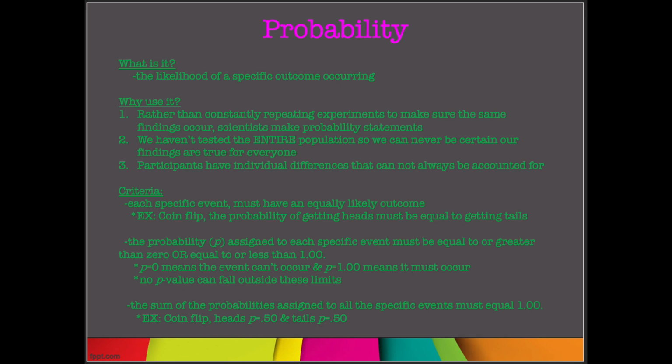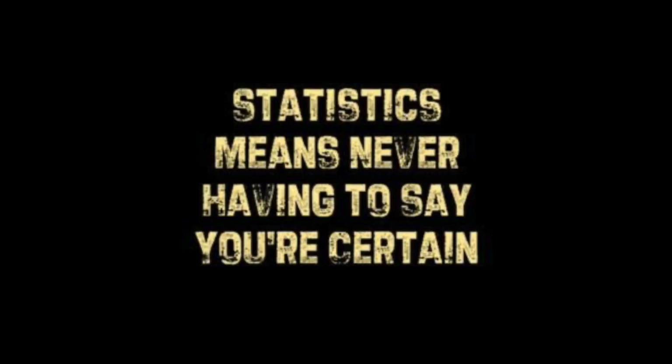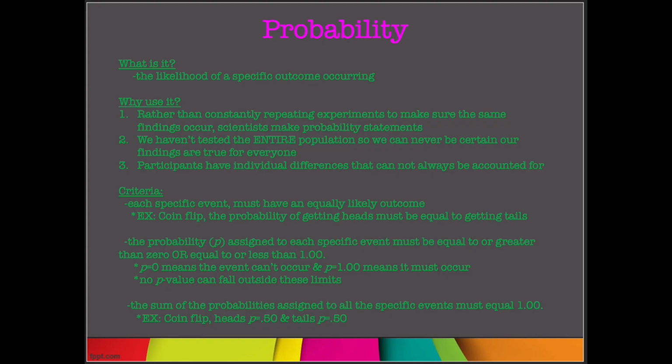So rather than constantly repeating experiments to make sure the findings occur for everyone in the population, scientists make probability statements. And then the second reason is that we haven't tested the entire population, which we've talked about the reasons we can't test the entire population a lot. So since we haven't tested the entire population, we can never be certain that our findings are true for everyone. And then the third reason that we use probability is because participants have individual differences that cannot always be accounted for. So if I am doing a study and my research question is, does violent TV cause aggression?